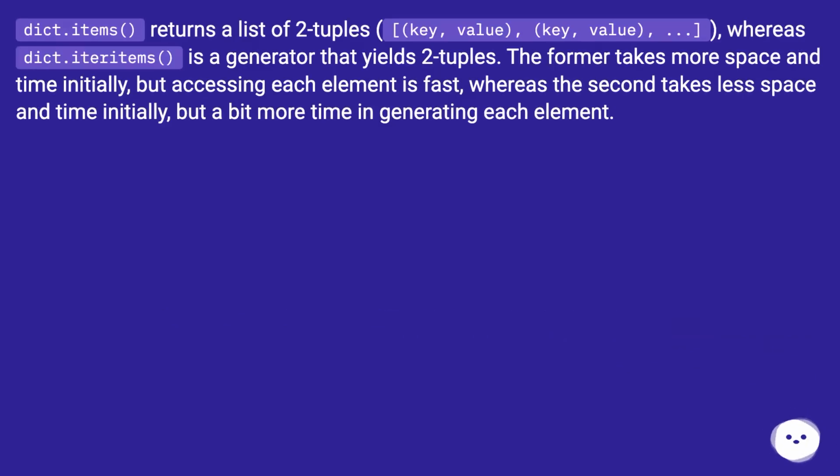dict.items returns a list of two-tuples (key, value), whereas dict.iteritems is a generator that yields two-tuples. The former takes more space and time initially, but accessing each element is fast, whereas the second takes less space and time initially, but a bit more time in generating each element.